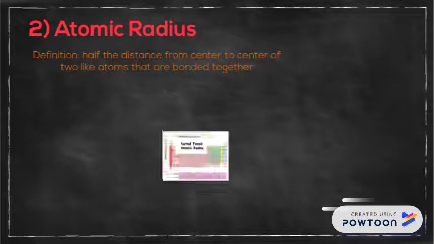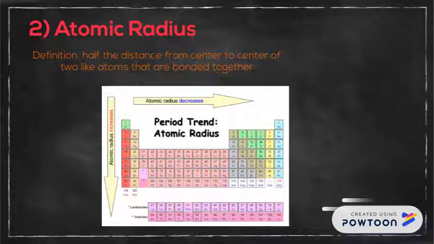Number 3. Atomic radius. Atomic radius is half the distance from center to center of two like atoms that are bonded together. The exact size of an atom is hard to determine, so an atom's size depends on the volume occupied by the electrons around the nucleus. The electrons do not move in well-defined paths.